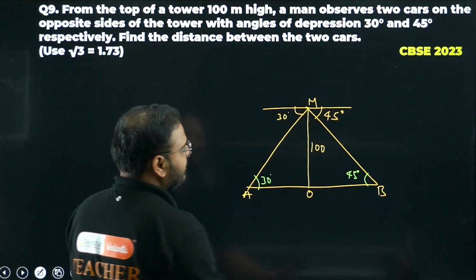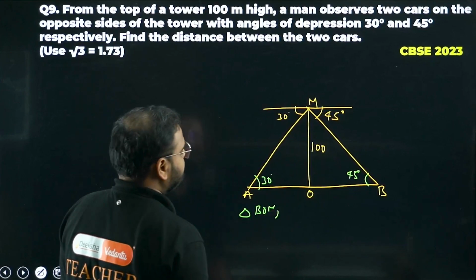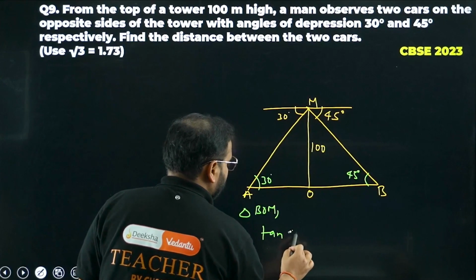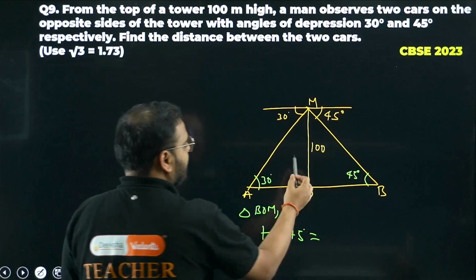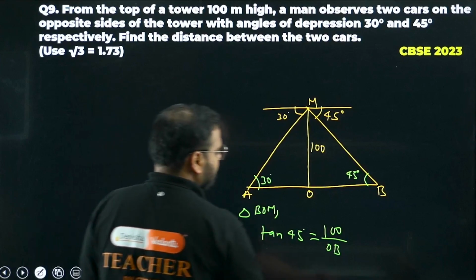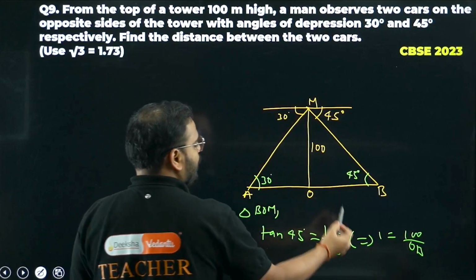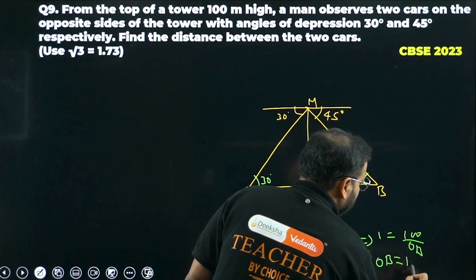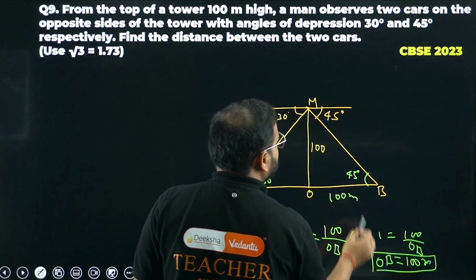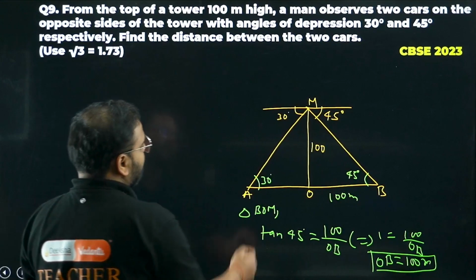So we know this. We can write in triangle BOM. Triangle BOM. Please check. Okay. What we can do? Tan 45. How much is that, sir? Please check. 100 by OB. How much is tan 45, sir? Simply 1. So 1 equals 100 by OB. So what we're getting? The length OB is coming as 100 meters. So this value is 100 meters. We're looking for the entire distance AB. So we have to find AO also. So apply now in triangle AOM.